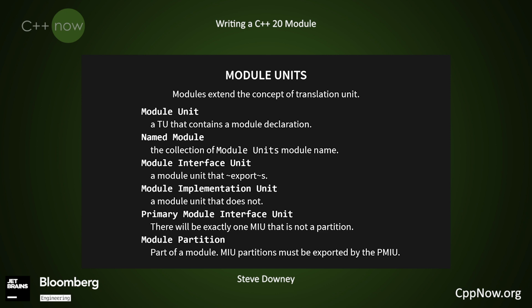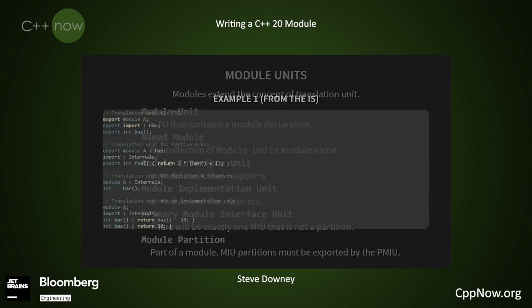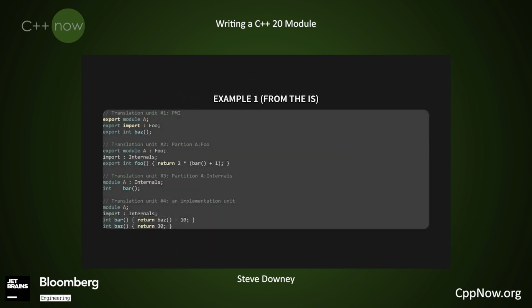That's a lot of terminology. Let's go over it a little bit more in depth. This is an example from the international standard. We've got translation unit 1, a primary module interface. It's going to export module A. It takes a module partition foo, imports it and exports it again, making it available for clients of the module, and exports the declaration of the function baz.